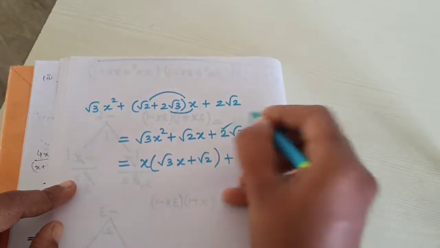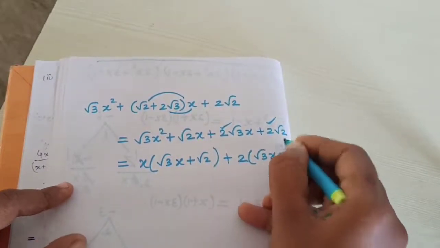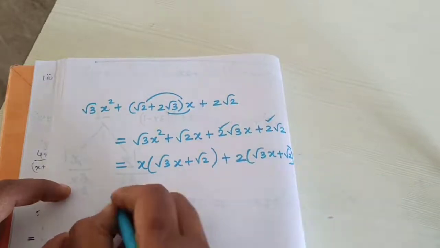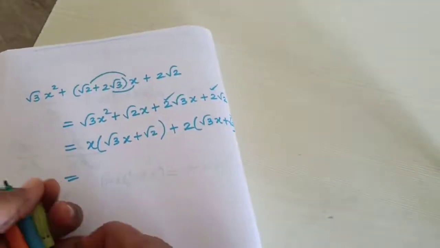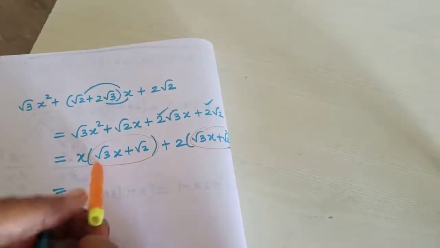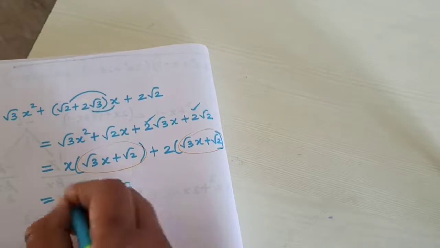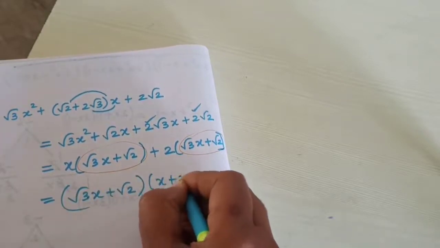Here what is common? 2 is common. So 2 into root 3x plus root 2. So here root 3x plus root 2, this term is common. Here also, we can take it as common. So root 3x plus root 2 into x plus 2.